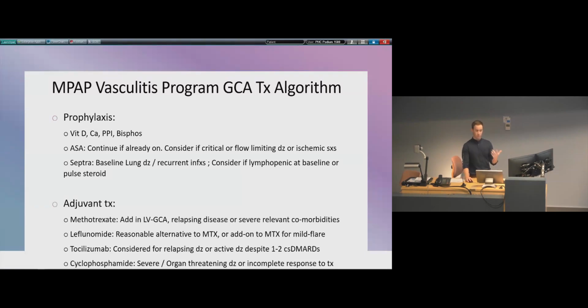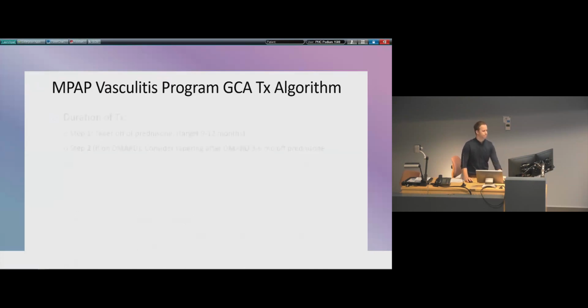Adjuvant therapy, methotrexate, probably the one I'm reaching for most, and fairly readily so, as mentioned. Adding upfront large vessel disease, relapsing disease, or severe relevant comorbidities. Leflunomide, reasonable alternative to methotrexate, or add on to methotrexate if they have a low-grade flare. Tocilizumab, definitely I'm thinking more and more in relapsing disease or active disease despite methotrexate, leflunomide, or a combination. And then cyclophosphamide for those more severe patients or incomplete response to conventional treatment.